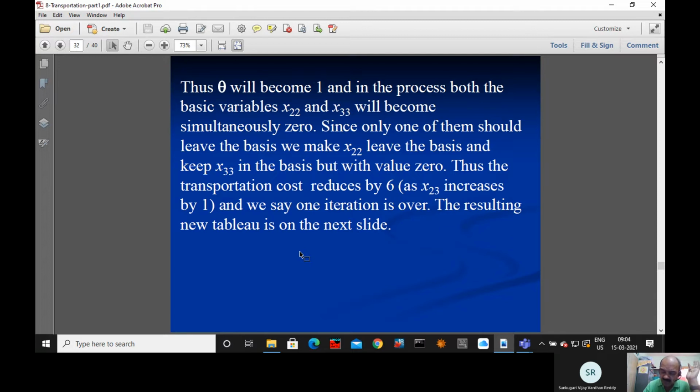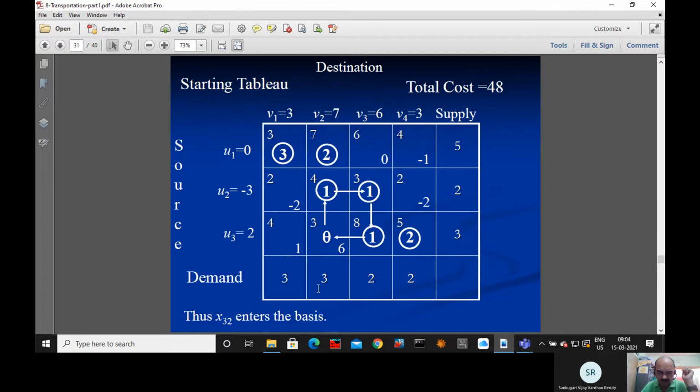So I am repeating again. This is the cell with respect to x22, and this is the cell with respect to x33. This cost is 4, this cost is 8, this cost is 4, this is 8. Certainly we prefer 4 over 8 because the minimum cost is 4. This is the thumb rule: wherever the cost is minimum, that must be taken first. So this 4 is minimum, and we are selecting this 4, not this.